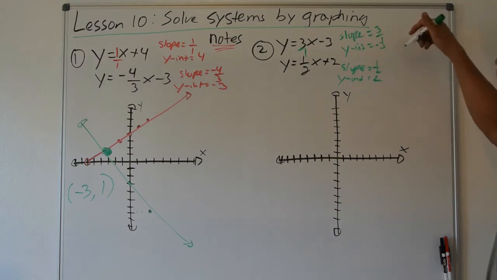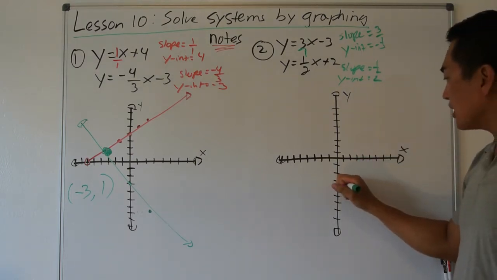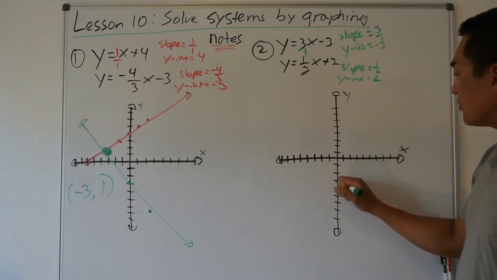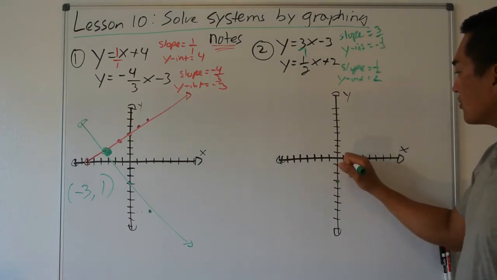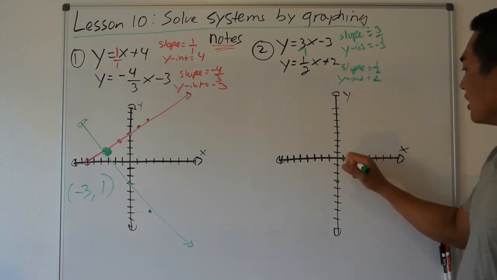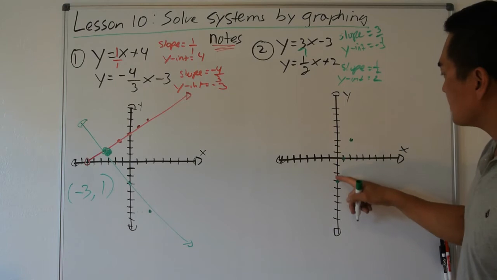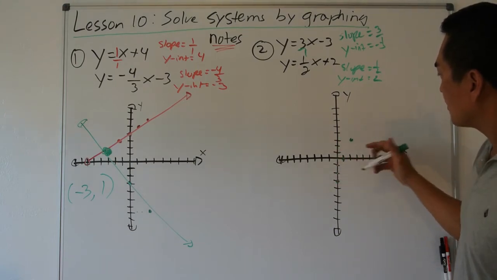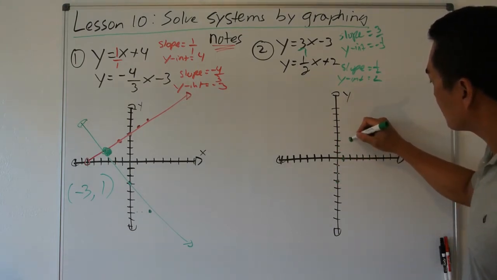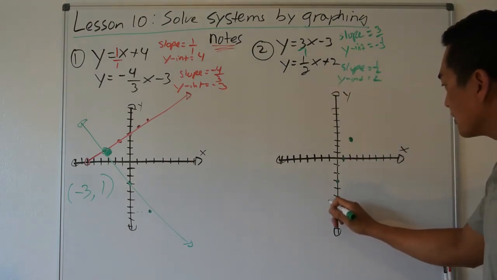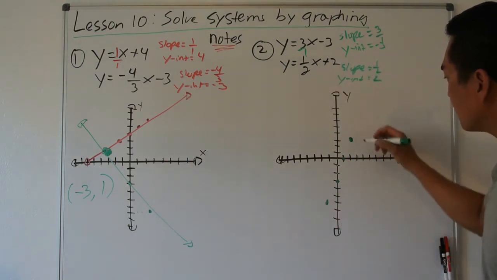I'm starting off at -3, so 1, 2, 3 right here. And I'm going to go up 3, to the right 1, so up 3, 1, 2, 3, up to the right 1. And do it again, up 3 to the right 1 over here. Let me see here. There you go. I'm going to go down 3, 1, 2, 3 to the left 1. It has to form a nice straight line.